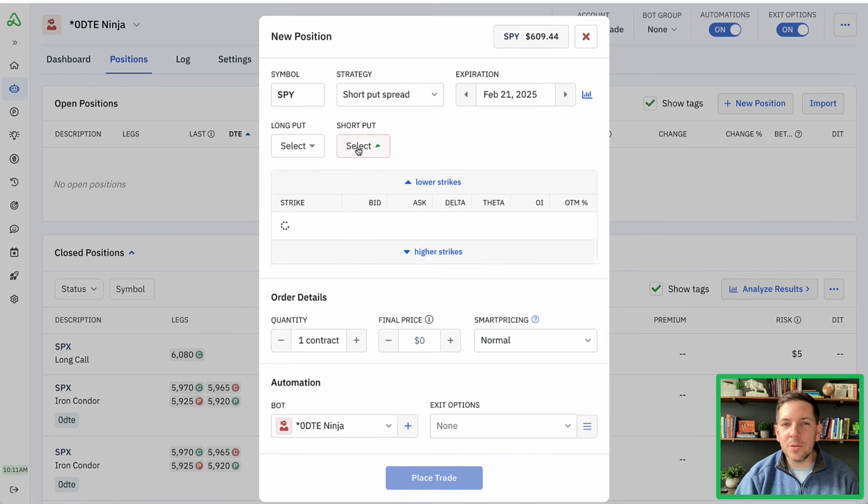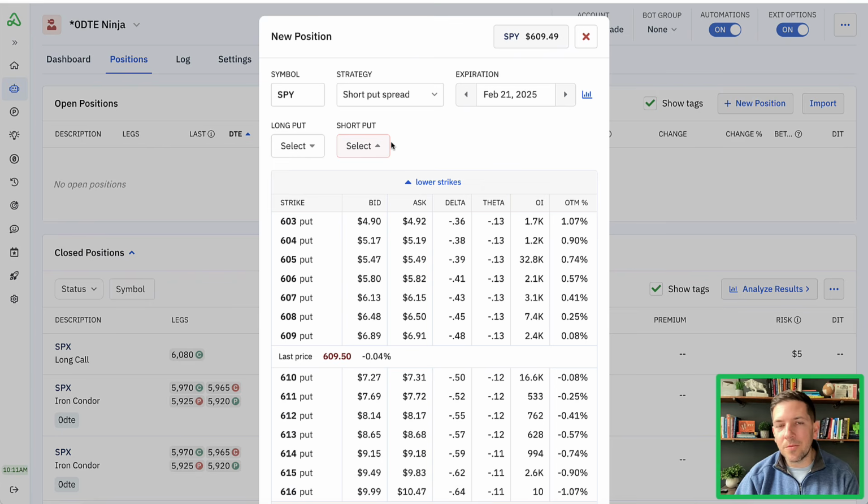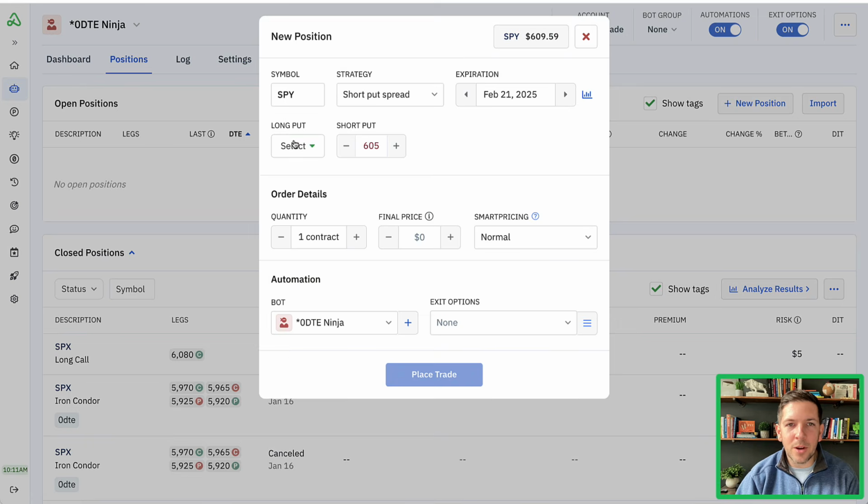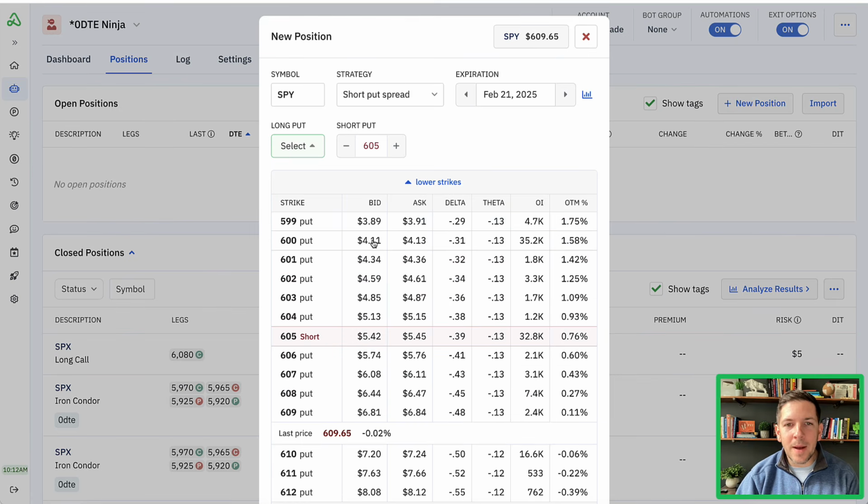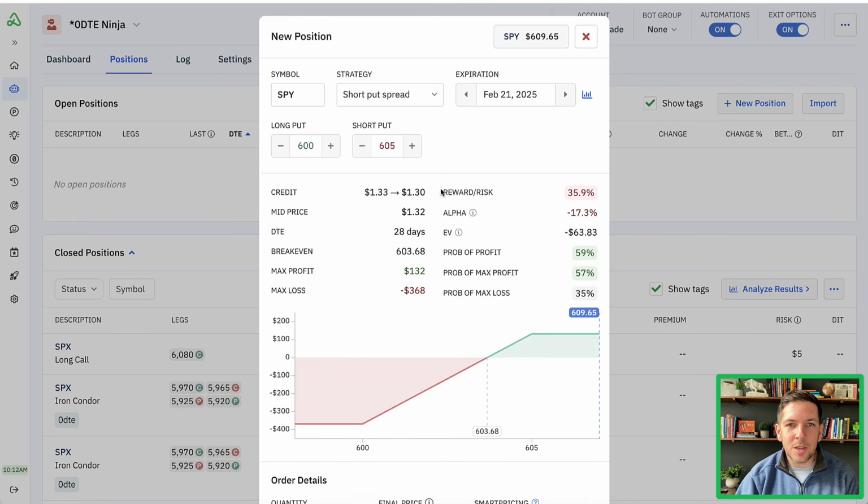And again, what we're going to do is select the short strike first. This is the first one that you pin down. If you are going to sell this option contract, it's going to not only bring in a lot of premium, but it's going to have a significant amount of margin tied to it. And again, that unlimited risk that we maybe don't want. So let's sell the 605 put option. And then we're going to buy a put option at a lower strike. Let's do the 600 put option to start.